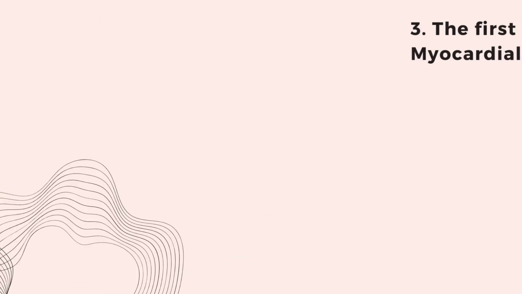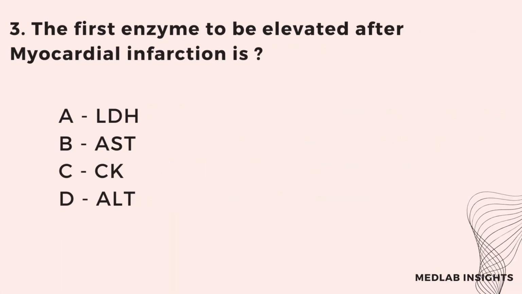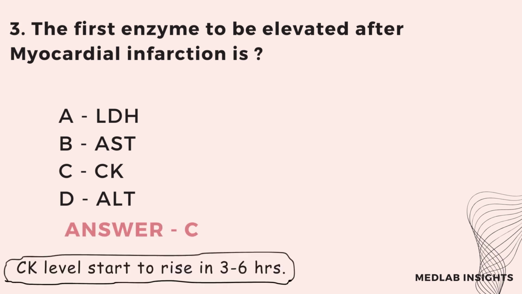level. Third question. The first enzyme to be elevated after myocardial infarction is option A, LDH, option B, AST, option C, CK, option D, ALT. The answer is option C, creatine kinase. The level of creatine kinase starts to elevate in 3 to 6 hours after myocardial infarction.